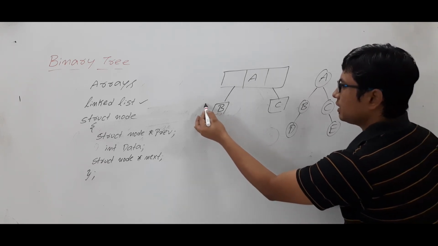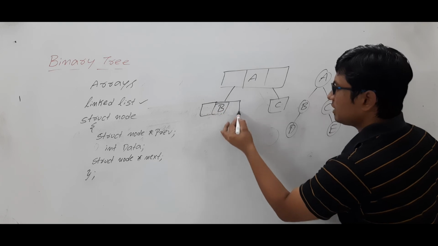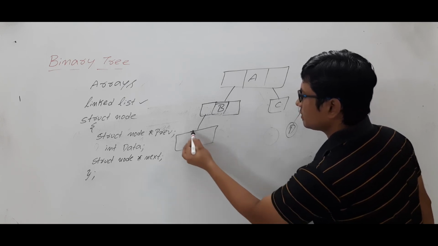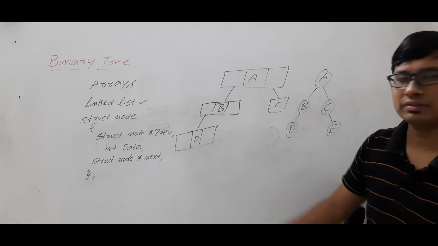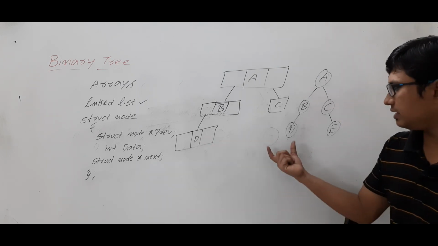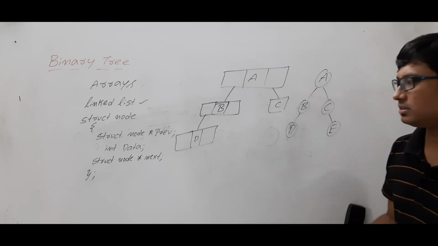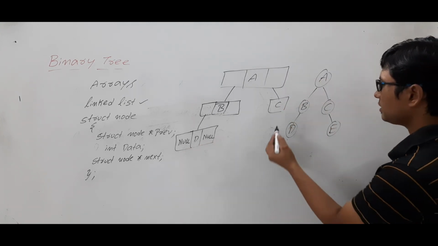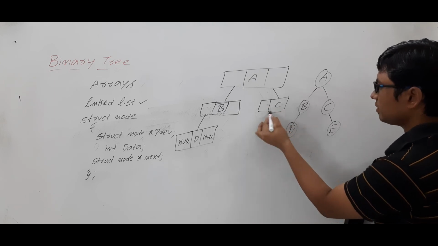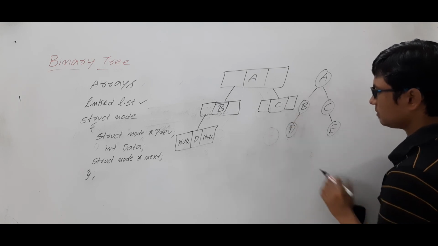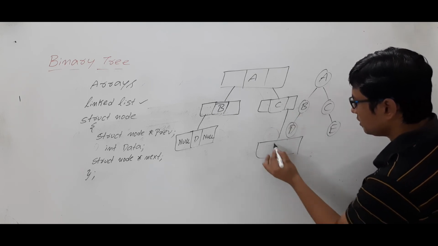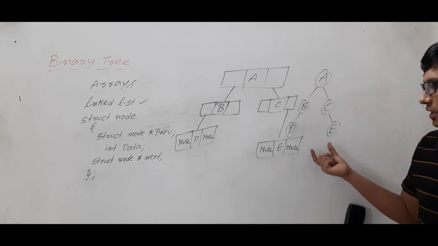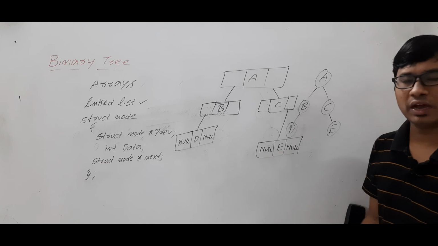Similarly, B will have its data, and it will have the left child. B's left child will have the address of the D. Here you will have the address of the left child, and D does not have any children. It does not have the left child, and it does not have the right child. So here you will have the values called null. Okay. Now similarly, C is having the right child. So if I make it as a double linked list node, it will have the E and null and null. Why it will have the null and null? Because it is the leaf node. It does not have the left child and the right child.